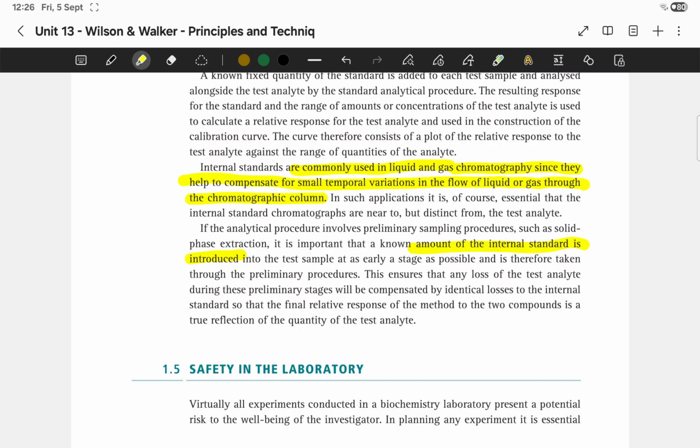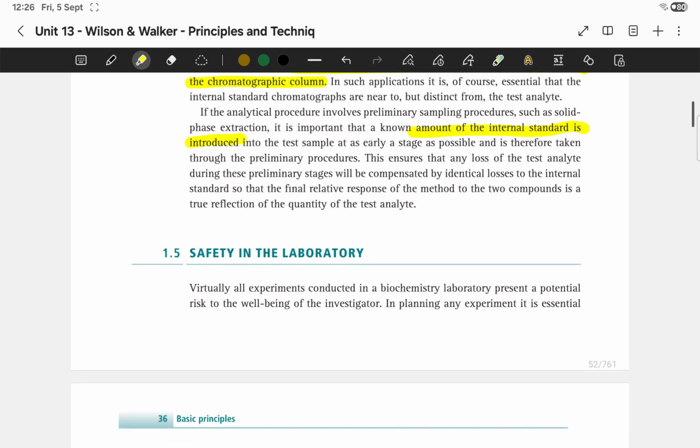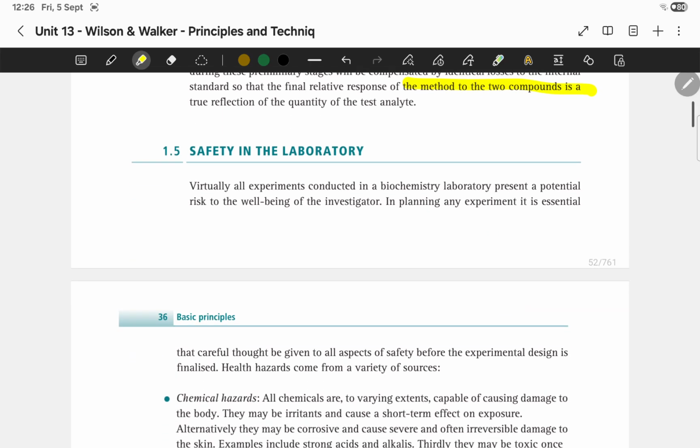This ensures that any loss of the test analyte during the preliminary stages will be compensated by identical losses in the internal standard, so that the final relative response of the method to the two compounds is a true reflection of the quantity of the test analyte.